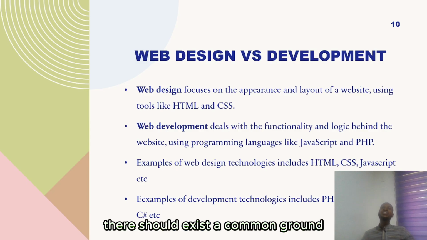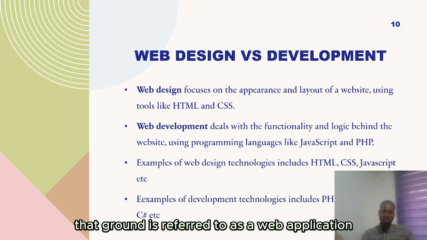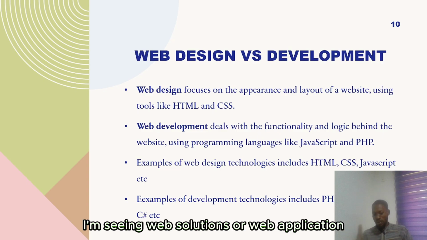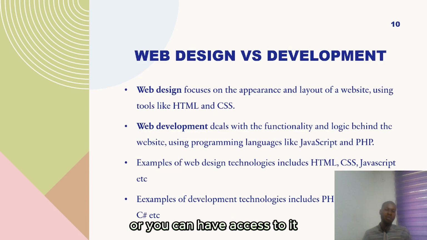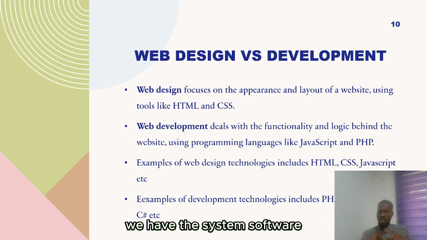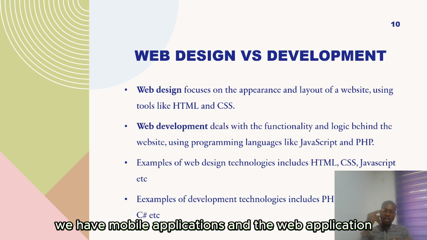Now there should exist a common ground that both the PC or workstation and the phone can access. That ground is referred to as a web application. I'm not saying website, take note. I'm saying web solutions or web applications. Whether you are coming with a phone, a system, or a tablet, you can have access to it. So basically, software is divided into three. We have the system software, then the application software: we have the desktop applications, the mobile applications, and the web applications.